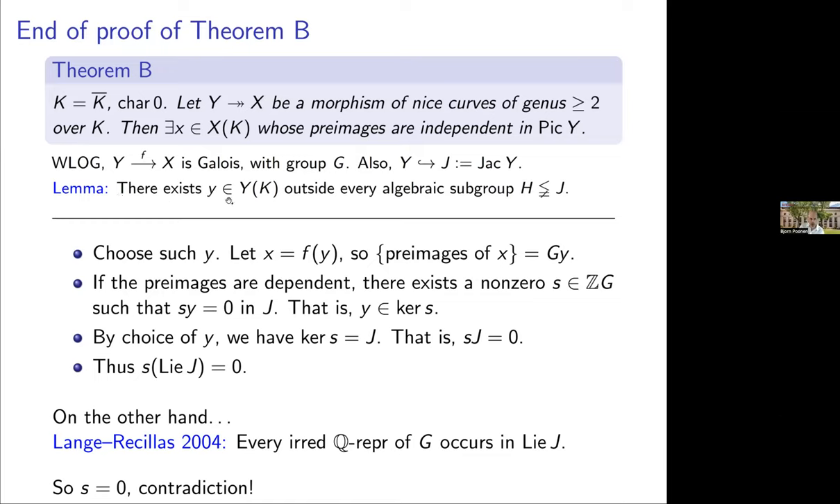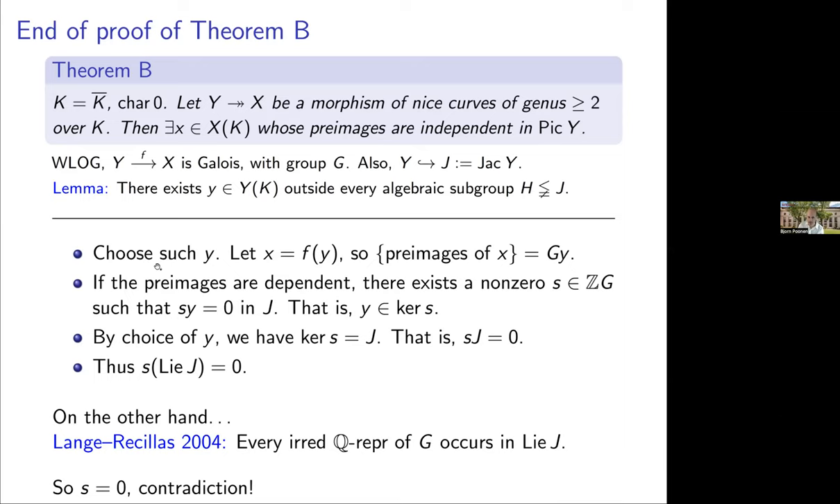And the lemma told us that we can find a point of Y that's outside all the algebraic subgroups of J. So fix such a Y that's outside all those subgroups. And my X that I'm going to take the pre-images of is just going to be the image of Y under this map. Then one of the pre-images is going to be Y, and it's a Galois cover, so all the other pre-images are just the other things in the Galois orbit of that Y. So that's what GY is, the G orbit of Y. Those are the pre-images. I want to be able to say that these pre-images are independent in the Picard group of Y.